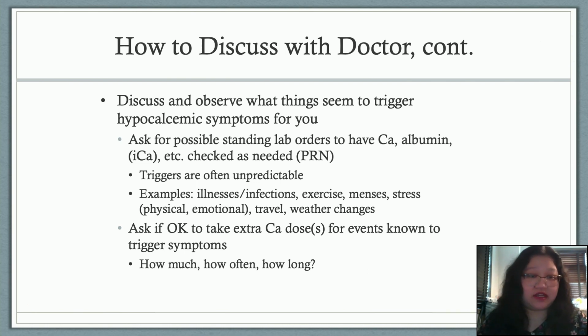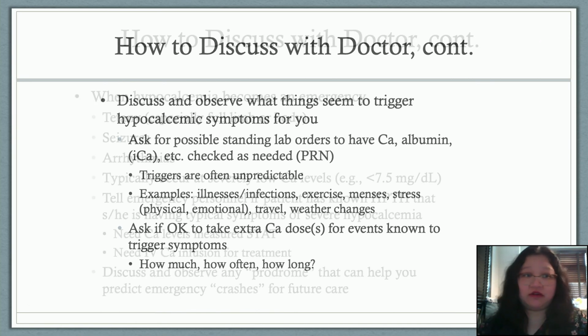Menses is a huge one. I think I've heard this from many women. Stress, whether it's physical or emotional, travel, for me like time changes, even weather changes, I've heard for some people. I don't think it affects me as much, but these are all things that can trigger symptoms for people. And again, ask whether it's okay to take extra calcium for these events and how much, et cetera.